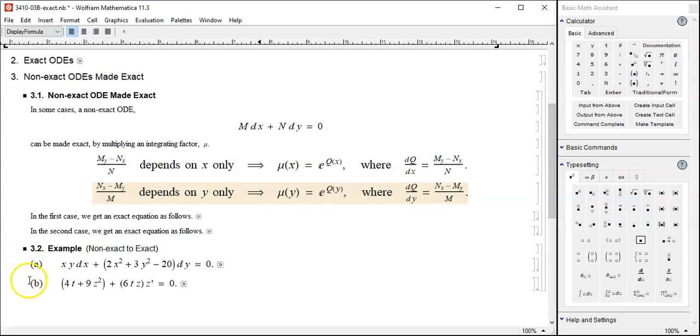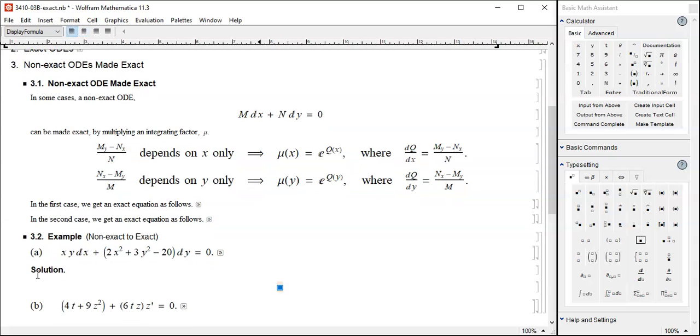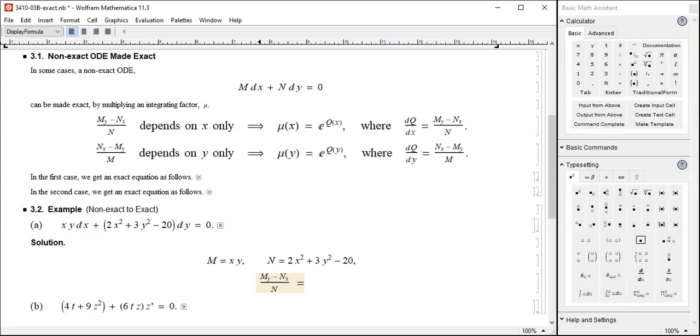Let's see if we have enough time for that. So M here is this, N here is this. And then we checked. This is not exact. So you'll have to do either this or that. Let's do one of them first. Expand the font a little bit. And then let's do the computation.